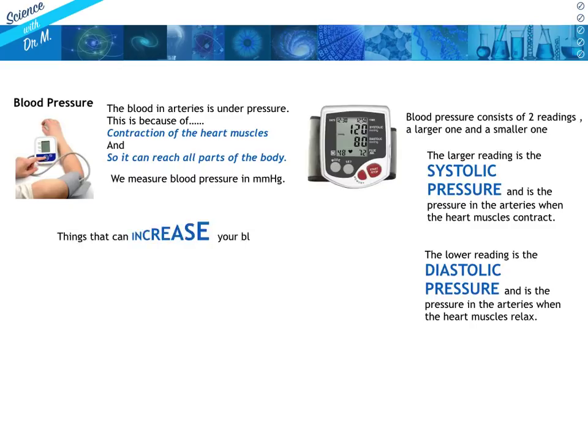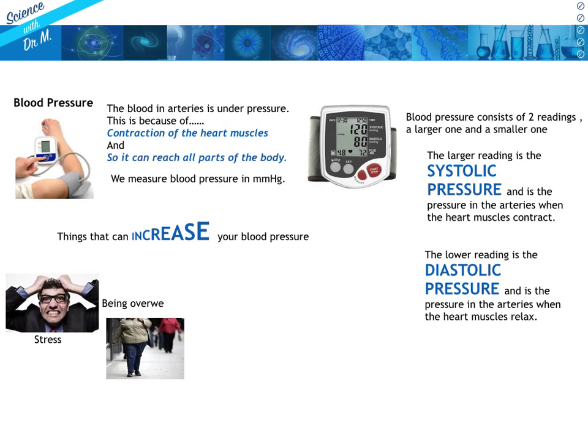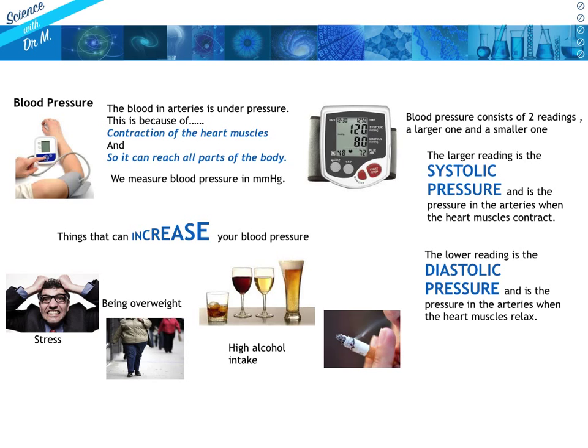Okay, now things that can increase your blood pressure are stress, that increases your blood pressure. Being overweight also increases your blood pressure. High alcohol intake, and be careful here, don't just say alcohol or alcohol intake. You need to say that it's high alcohol intake. And then finally, smoking.